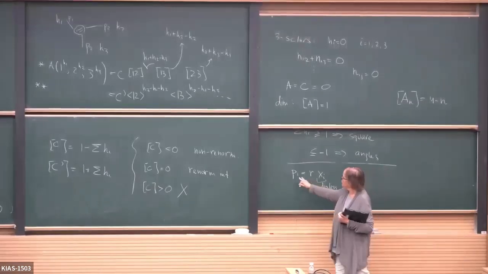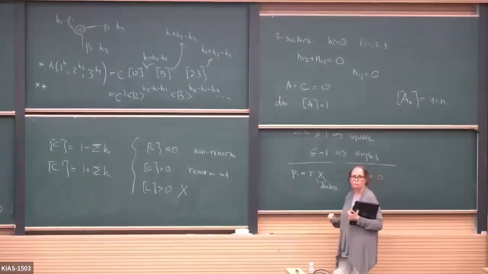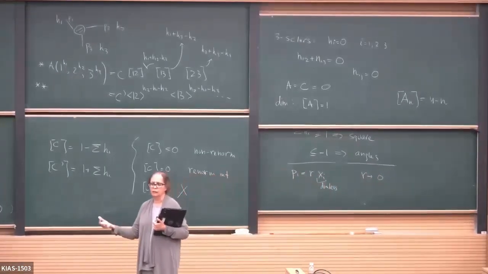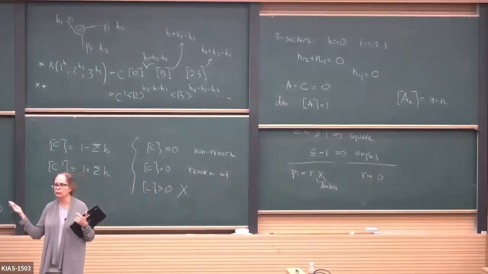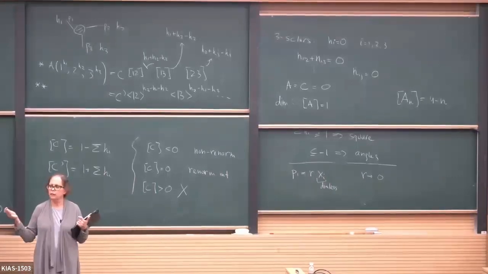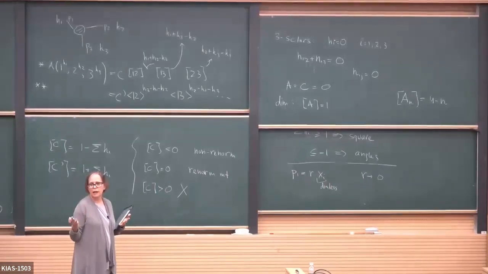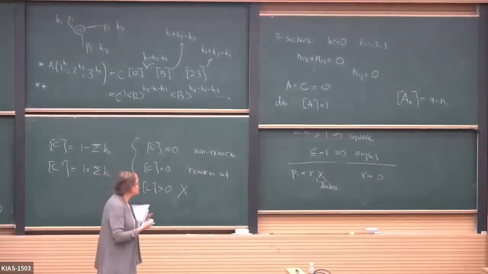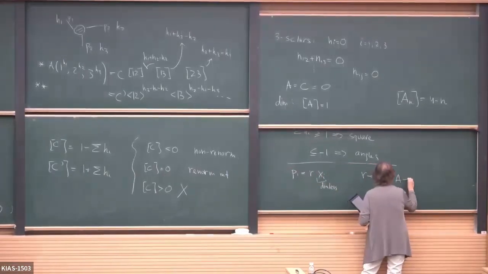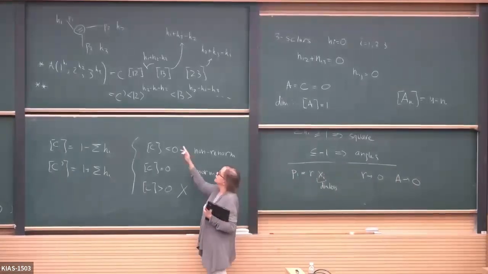Okay, then I can take them to 0 by taking r going to 0. And I want the amplitude to have a good limit when I take r to 0, right? I don't want the amplitude to blow up as I take all the momenta to 0, because that would mean I have some non-local interactions in the theory. Okay, so it's a sick theory.